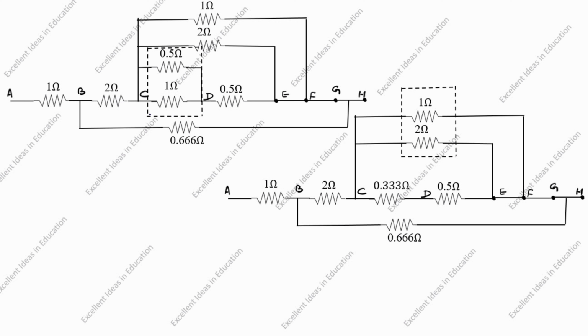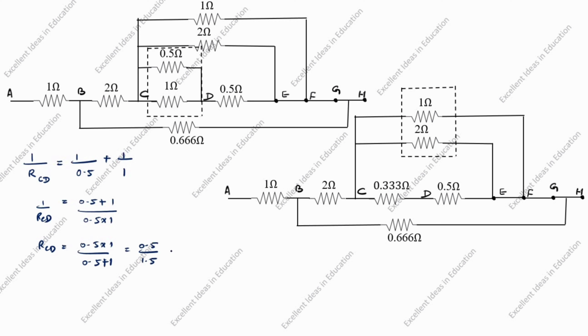C, you see this is parallel. 1 by RCD equal to 1 by 0.5 plus 1 by 1. Cross this, 0.5 plus 1 divided by 0.5 into 1. This is 1 by RCD. RCD is equal to, reverse it, 0.5 into 1 divided by 0.5 plus 1. This is 0.5 by 1.5. Answer is 0.333 ohm. You see this one is 0.333 ohm. Next you see this one is series.